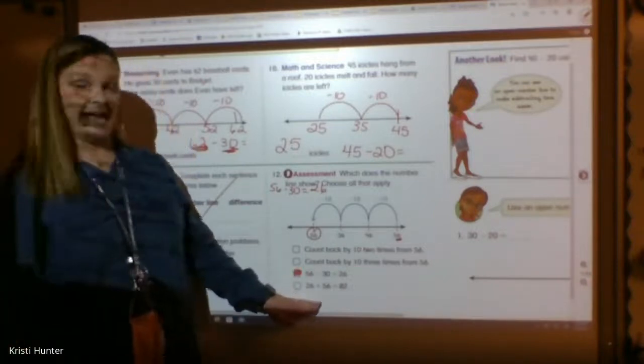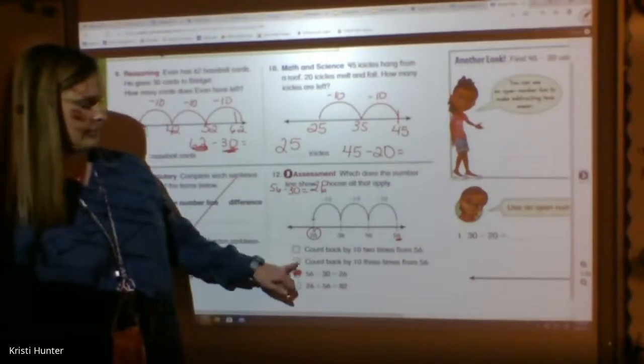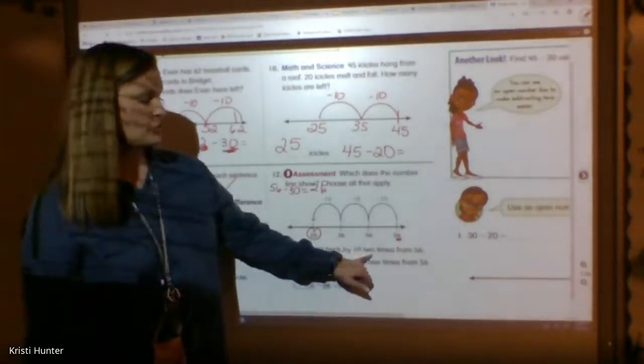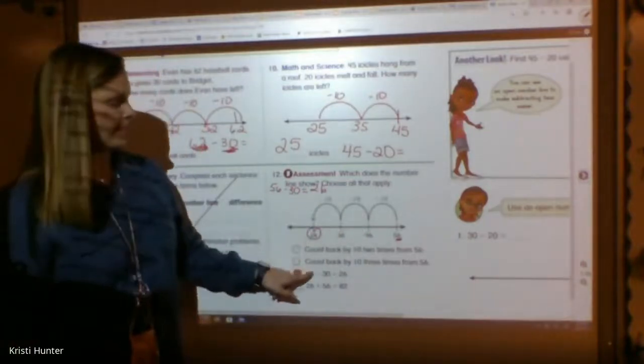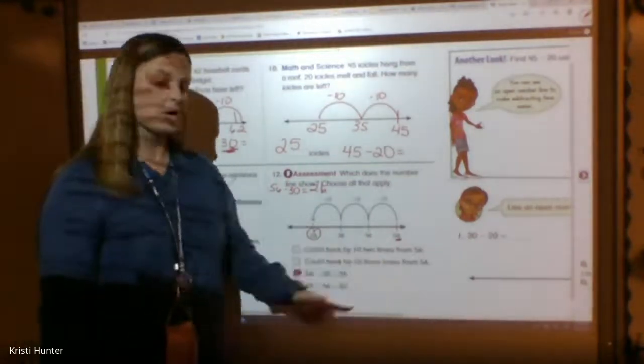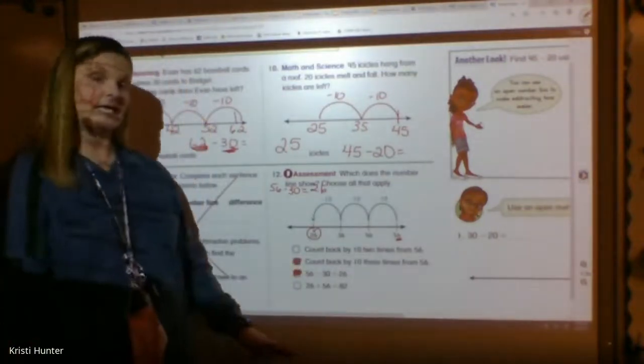I definitely didn't add on my number line, but let's take a look here at which one of these it could be. Count back by 10 2 times? I see more than 2 hills. Count back by 10 3 times. Oh, that one could work too. So I have 2 possible answers.